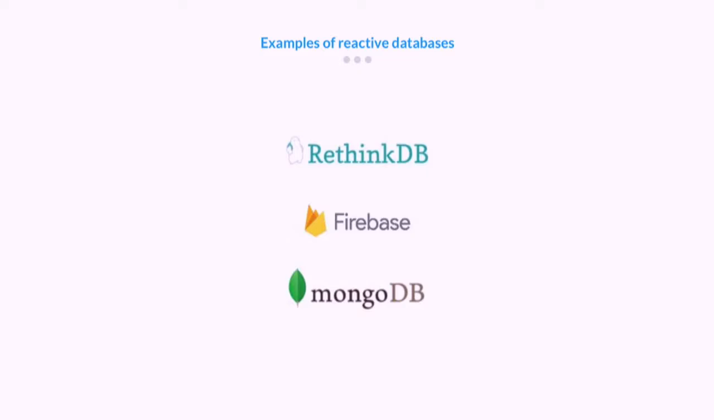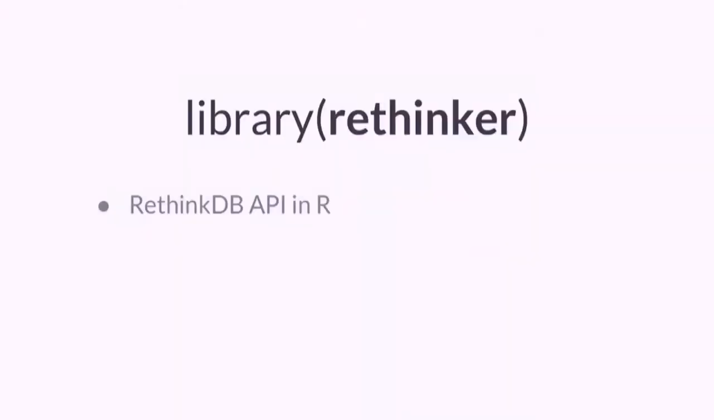So how can we connect to RethinkDB from R? Well, there's a package for that, obviously. It's called Rethinker, and it simply exposes RethinkDB's API in R. Basically, you make a query and you provide a callback, which is a function that will be called by the package each time there is some update to your result.